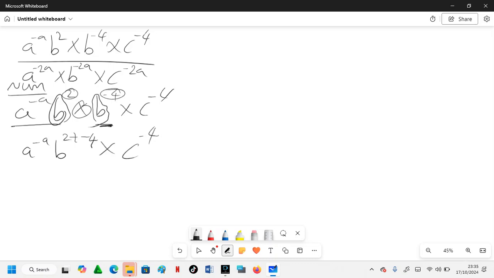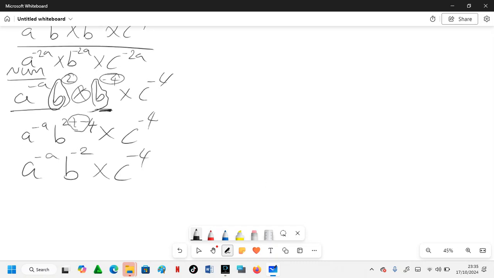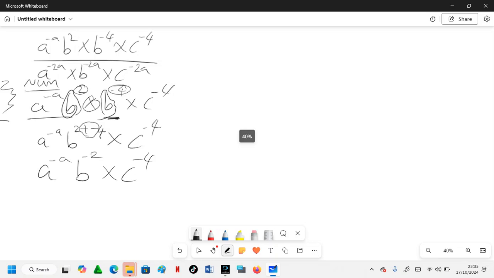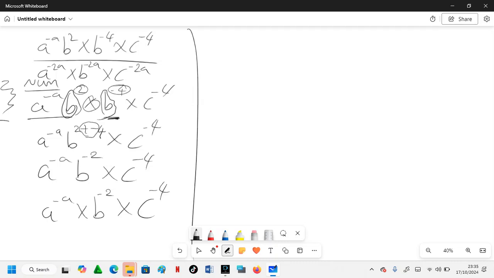All right, so here we can have a power negative a, and then b power, this one will give us negative 2 minus 4, that one is negative 2, and then times c power negative 4. All right, and I'm going to just say this is a power negative a times b power negative 2, and then times c power negative 4. Let's look at the denominator.